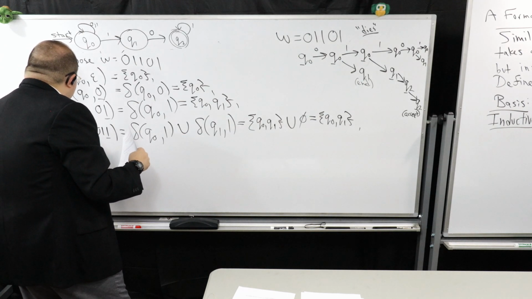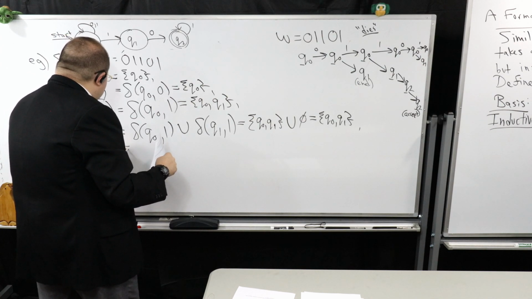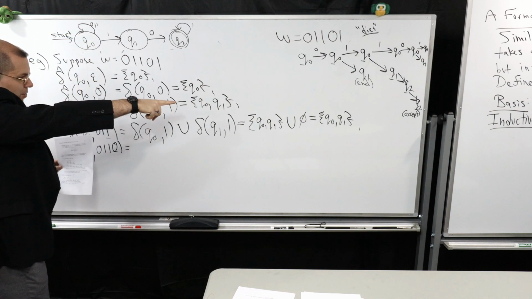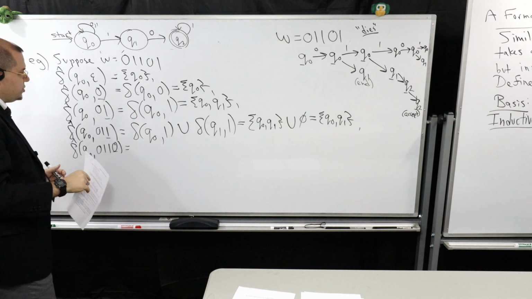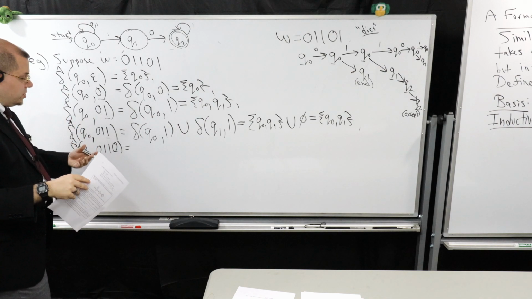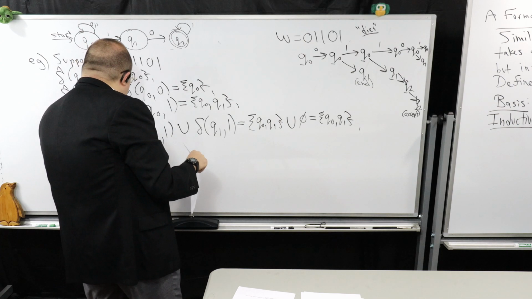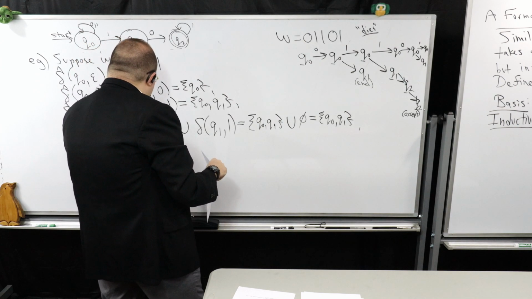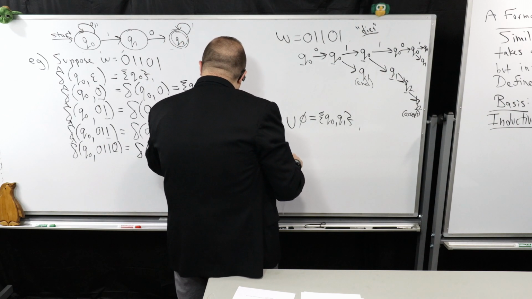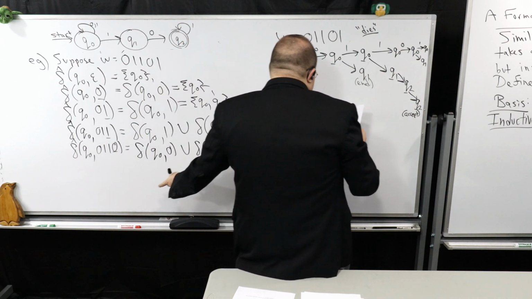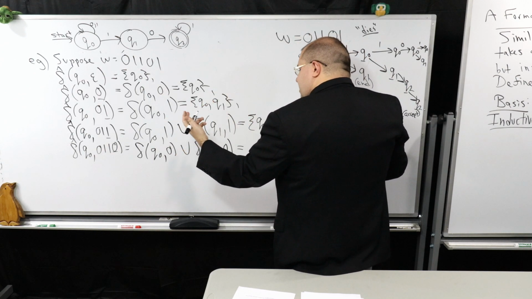Okay, now I read the next symbol. I've got 0, 1, 1, 0. The next one's 0. So now I'm going to do the same thing. I'm going to take each one of the states that's in that set way over on the right, take the transition on each given 0, and take the union over all of them. So delta of Q0, 0, union delta of Q1, 0. But what's this? If I give you 0 on Q0, it just takes me back to Q0, right?